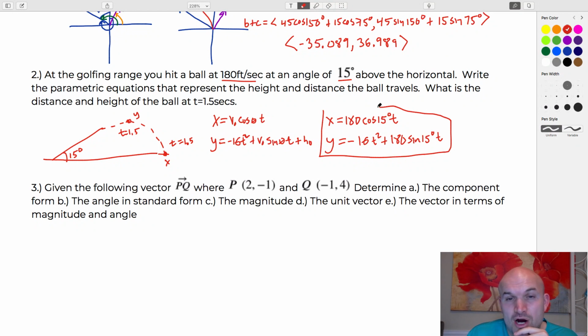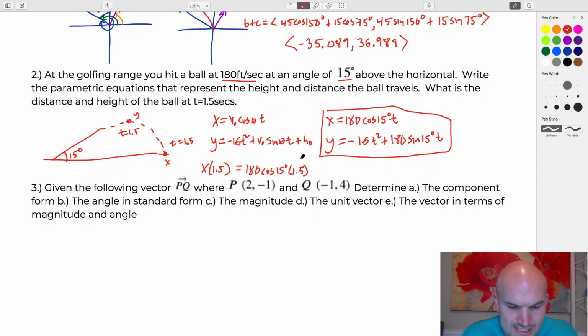Now, let's figure out where they are at t of 1.5. So in this case we need to plug in 1.5, and that's really all you need to do. So x of 1.5, just plug in 1.5 for t. Therefore we have 180 times the cosine of 15 degrees times 1.5. So let's figure out what that is. I do 180 times the cosine of 15, close the parenthesis, times 1.5. And I'm getting 14.48, and I think I did tell them also to round to the nearest thousandth here. So that's going to be 14.489.